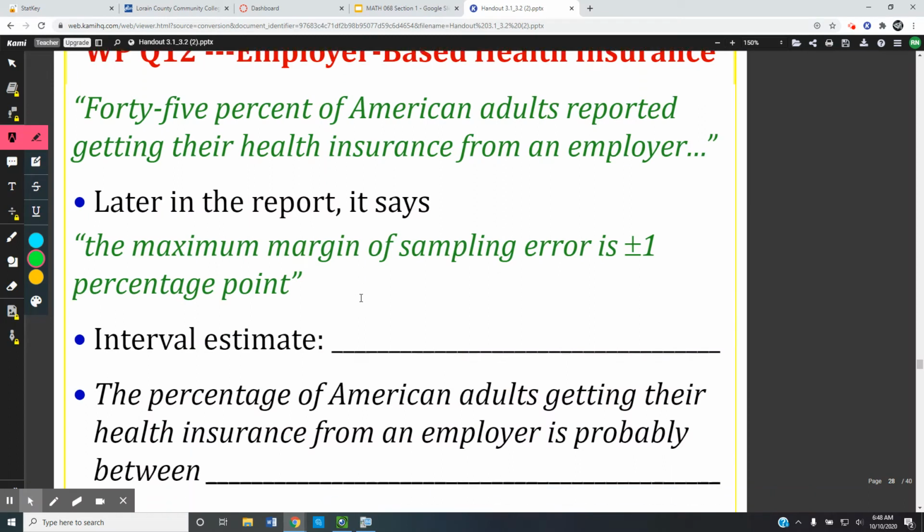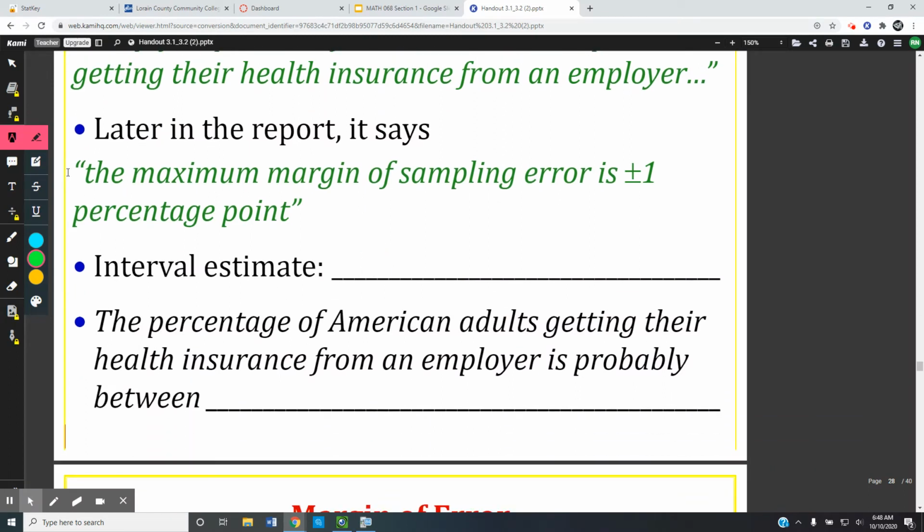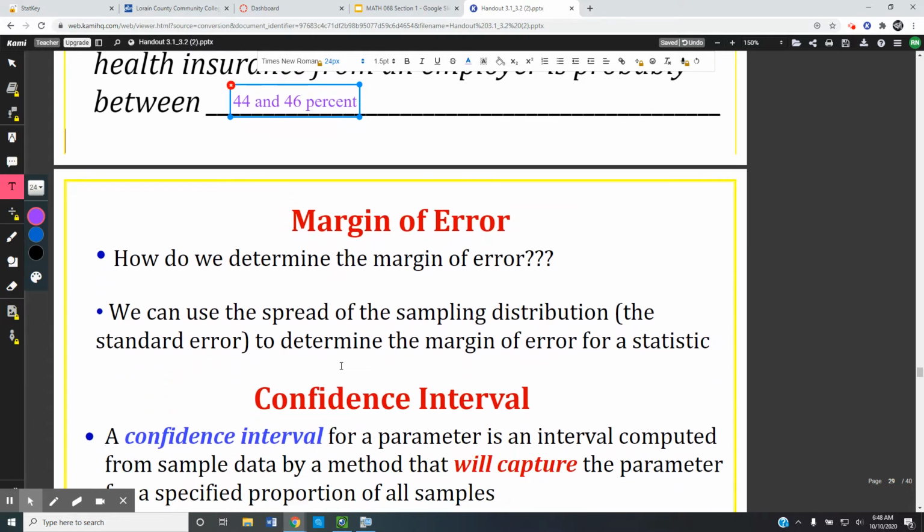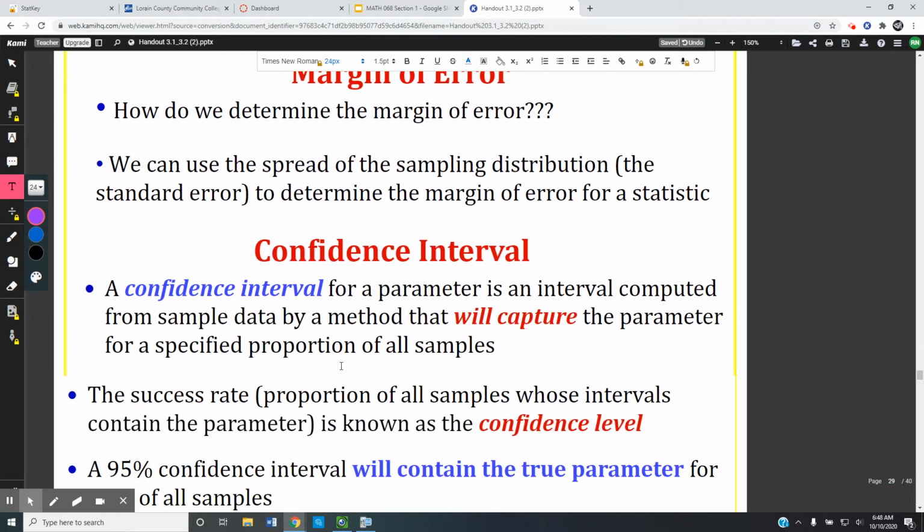So what we're building is really an interval estimate. And in our case right here, that interval estimate comes out to be exactly what I just said, 44 to 46%. The percentage of American adults getting their health insurance from an employer is probably between 44 and 46%. This would be a typical statement that you might need to make in response to any question on an assessment or in your homework. So how do we determine the margin of error?